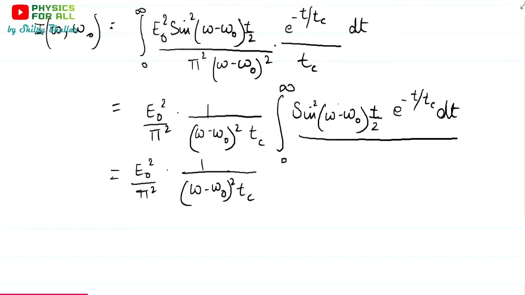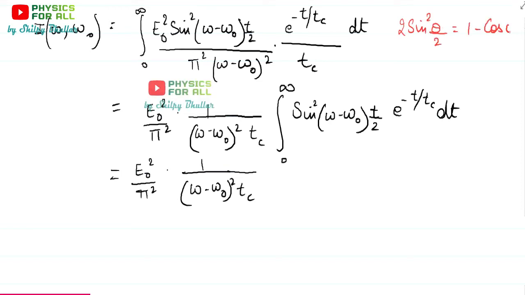What I'm going to do here is, again, use the trigonometric formula, which says 2 sine square theta by 2 is 1 minus cos theta. This looks like sine square theta by 2. Sine square theta by 2 becomes 1 minus cos theta by 2. We can use this thing here.